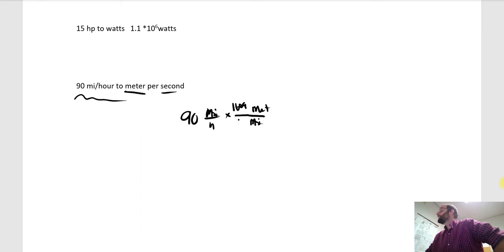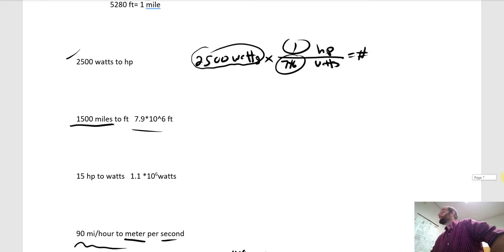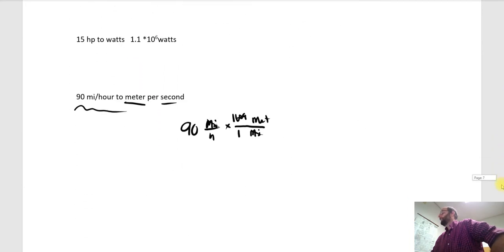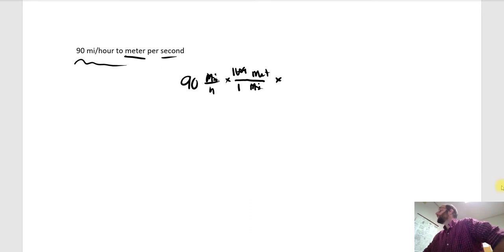There's 1,609 meters in 1 mile. I would not expect you to memorize that. Probably that's sitting up here somewhere. I'm just double checking. Yeah. Then, to get rid of the hours, our next conversion factor has to have hours up top, seconds in the bottom. And there's 3,600 seconds in 1 hour. If you don't realize that, you could do hours to minutes, and then another one for minutes to seconds would work just fine. And again, the important thing to recognize is, your miles cancel, your hours cancel, leaving you with meters per second.